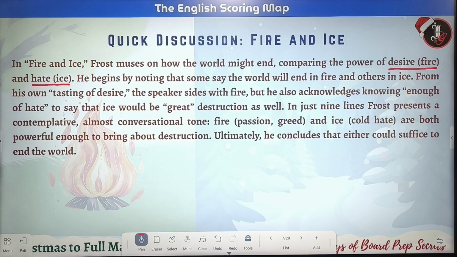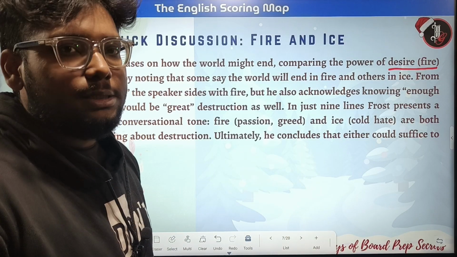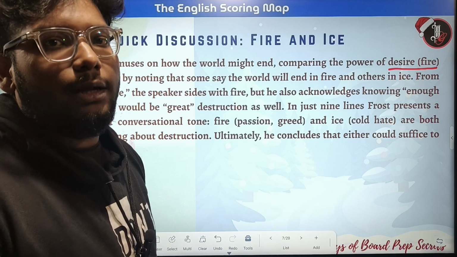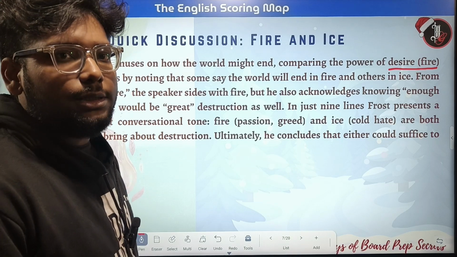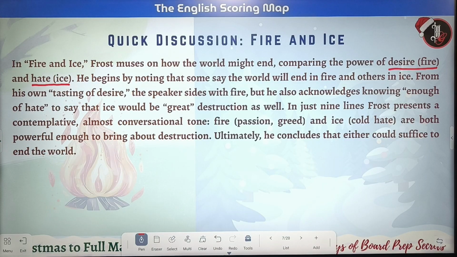So these are very important things. Mark these things. Short questions will be there. So there may be a question of 1 mark, which will say, what do you understand by the term desire in the poem Fire and Ice by Robert Frost? Or what do you understand by the term hate? Okay, or ice.